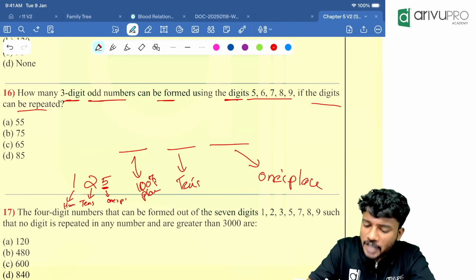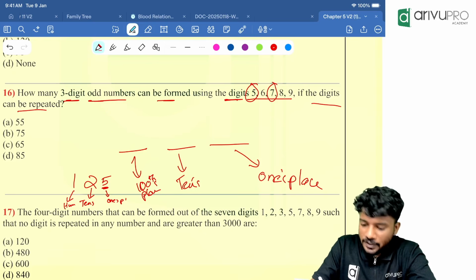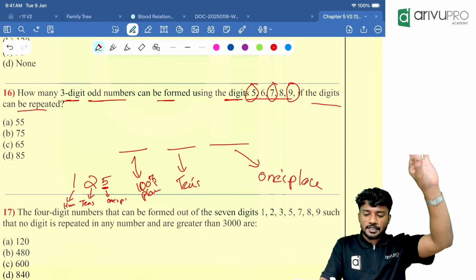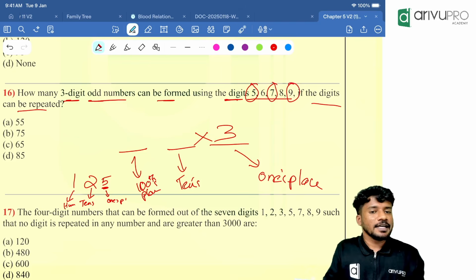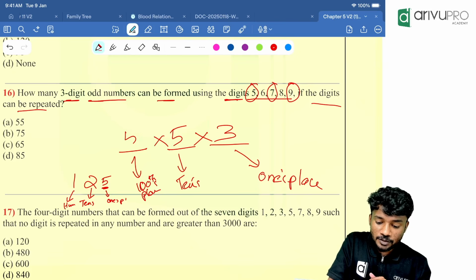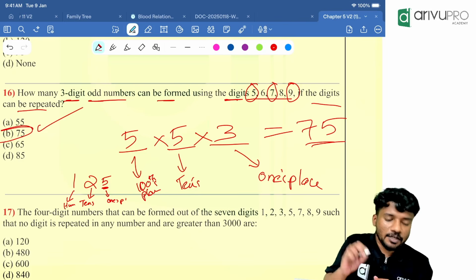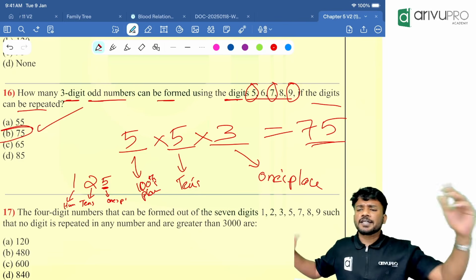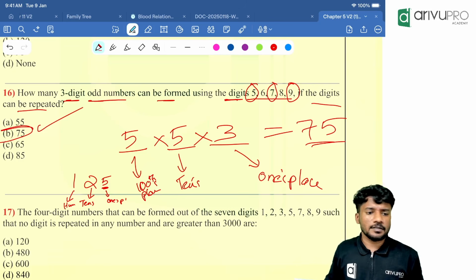Now tell me, how many odd numbers are there? 5 is there, 7 is there, 9 is there. In total, 3. Fine. Multiplied with, repetition is allowed. Total, how many digits are there? 5 are there. 5 into 5. Answer is how much? 75. Which option is the answer? Option B.